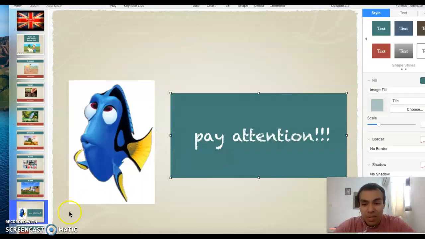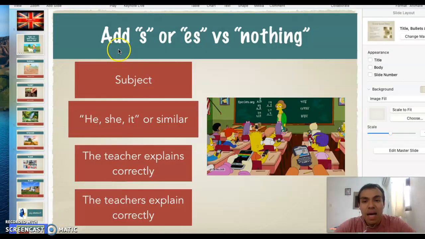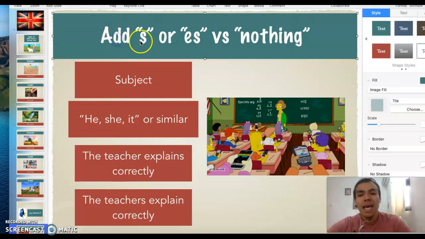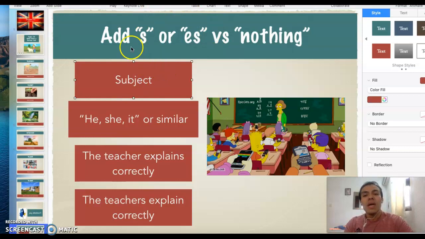Pay attention now, students. And it's very important. Now we are going to check the rules. Add s or es or nothing. And the first observation is for subject. We are going to add s or es if the subject is he, she, it, or similar.